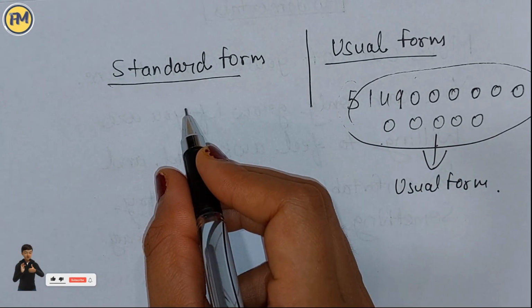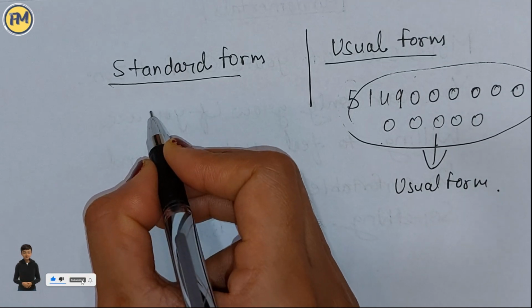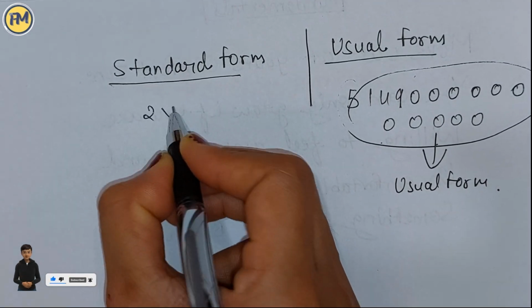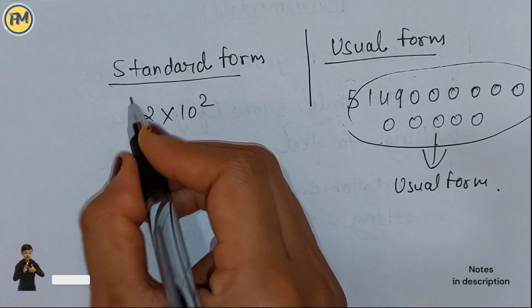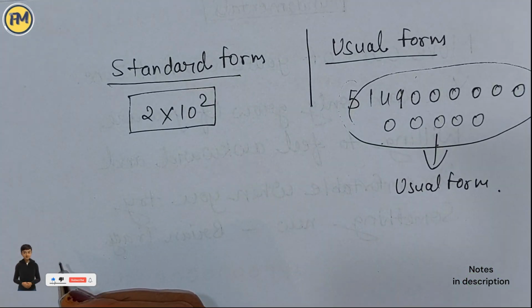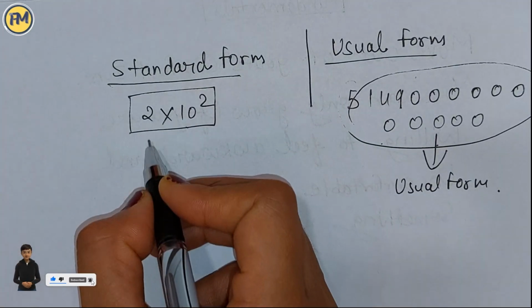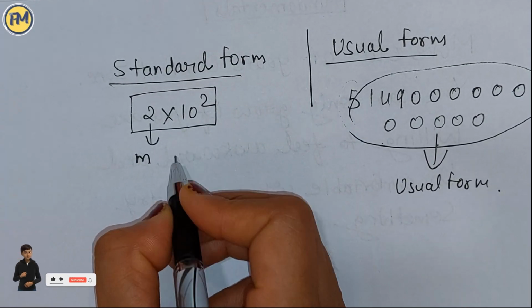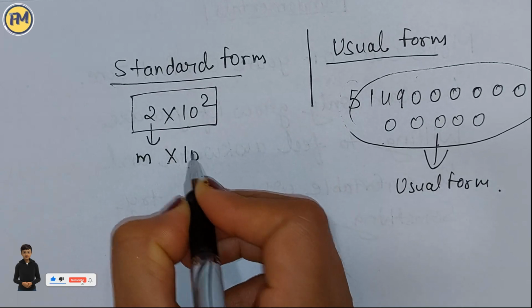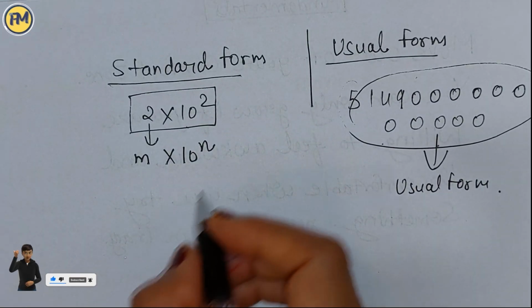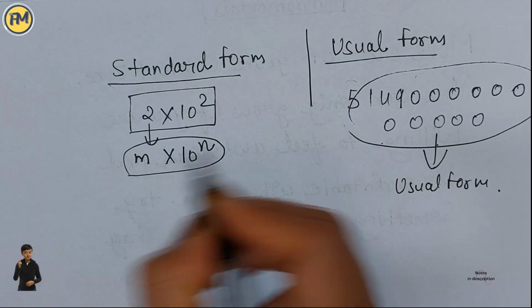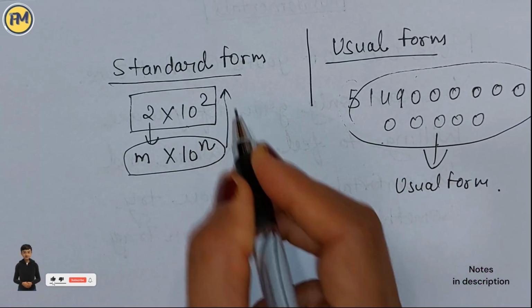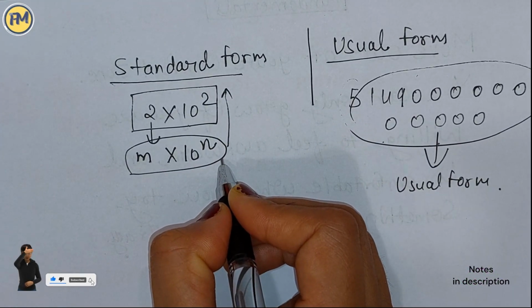And what is the standard form? Let's suppose any number is written in this form. This form is known as standard form. Here, what is this? We can say m, any number, into 10 raised to the power n. So we have to show our numbers in this form, and this form is known as standard form.